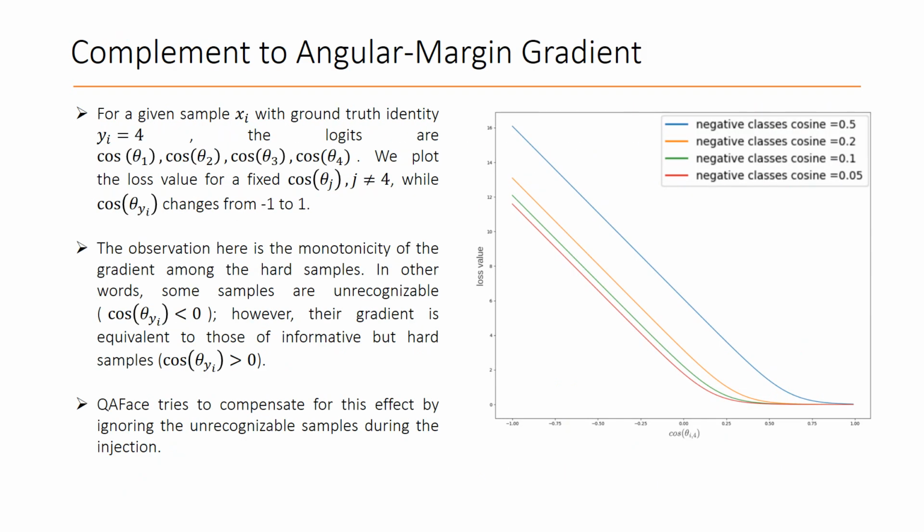We plot the loss value for a fixed imposter cosine, while the genuine cosine changes from -1 to 1. The observation here is the monotonicity of the gradient among the hard samples. In other words, some samples are unrecognizable and have negative genuine cosine. However, their gradient is equivalent to or more than those of informative but hard samples with positive genuine cosine. QAFace tries to compensate for this effect by ignoring the unrecognizable samples during the injection.